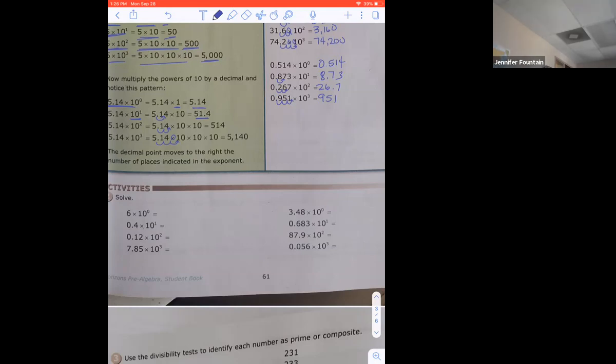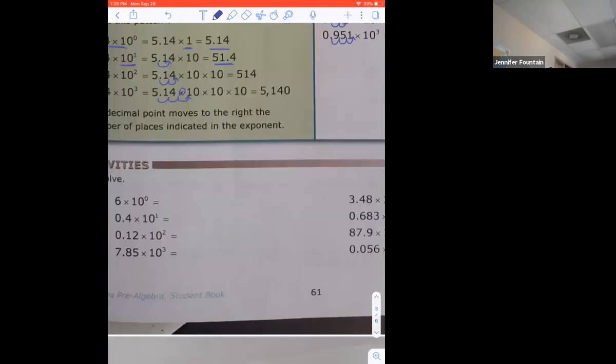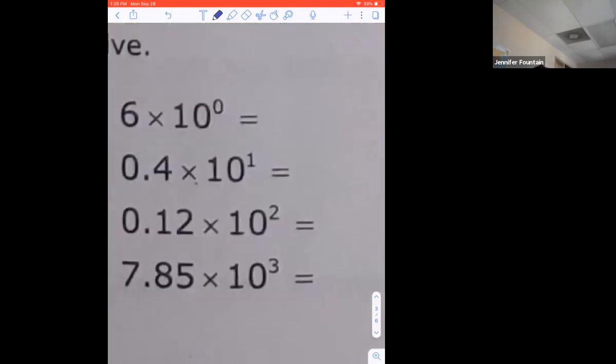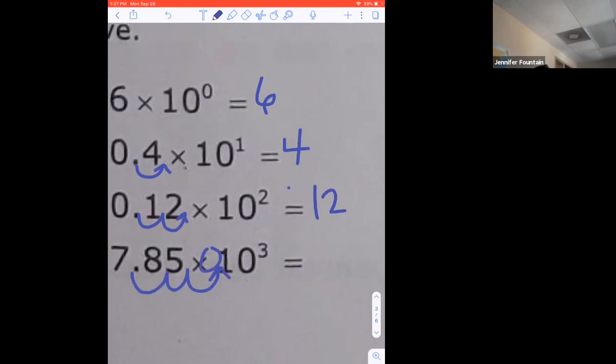All right, let's go ahead and take a look at these. There we go. 6 times 10 to the 0 is the same as 6 times 1, which is 6. 0.4 times 10 to the first, move my decimal one place, so it becomes 4. 0.12 times 10 to the second power becomes 12. 7.85 times 10 to the third power becomes 7,850.